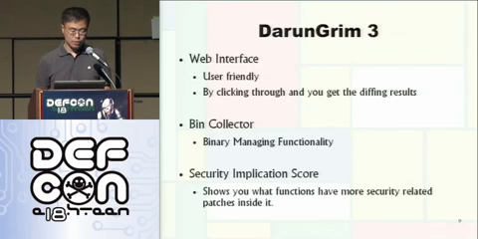So I wrote an upgraded DarunGrim, and it's DarunGrim 3 now. It has a web interface, it's very user-friendly, and it has a bin collector. It manages all the files for you, and it has a security implication score that shows which function has more security implication inside it. So you can know which function has more probability of having some security-related patches inside it.